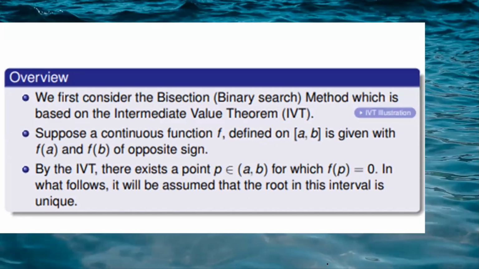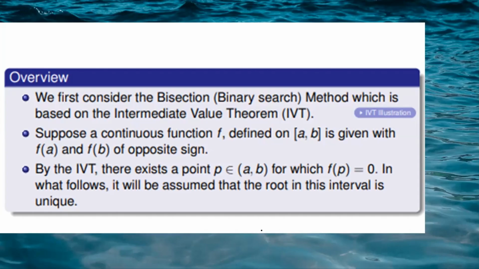The bisection method idea came from the intermediate value theorem. We first consider the bisection method, which is also called the binary search method, which is based on the intermediate value theorem. IVT means intermediate value theorem. Suppose a function f is continuous and defined on the closed interval [a, b], with f(a) and f(b) of opposite signs. Then by the intermediate value theorem, there exists a point p in [a, b] for which f(p) = 0. In what follows, it will be assumed that the root in this interval is unique.